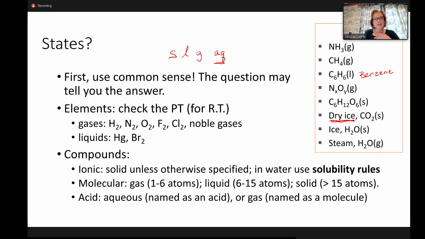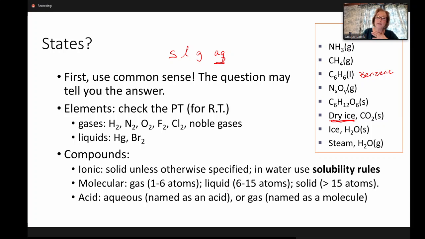Molecular compounds, it really depends upon the size of the molecule. If there are 1 to 6 atoms in it, it's a gas. If there are 6 to about 15 atoms in it, that's a liquid, and anything greater than 15 atoms is probably a solid.